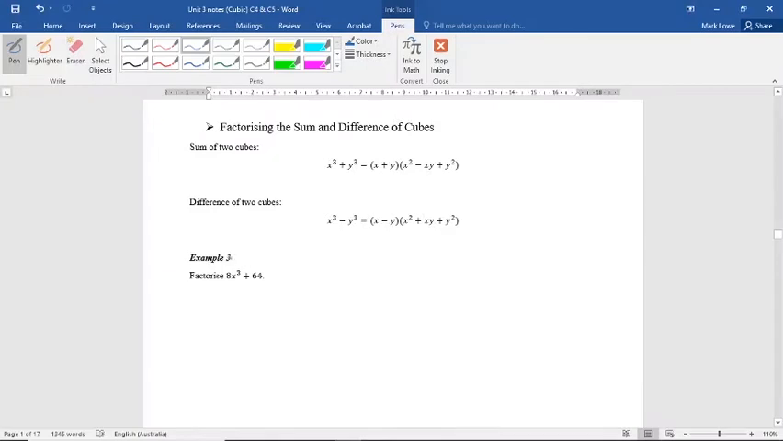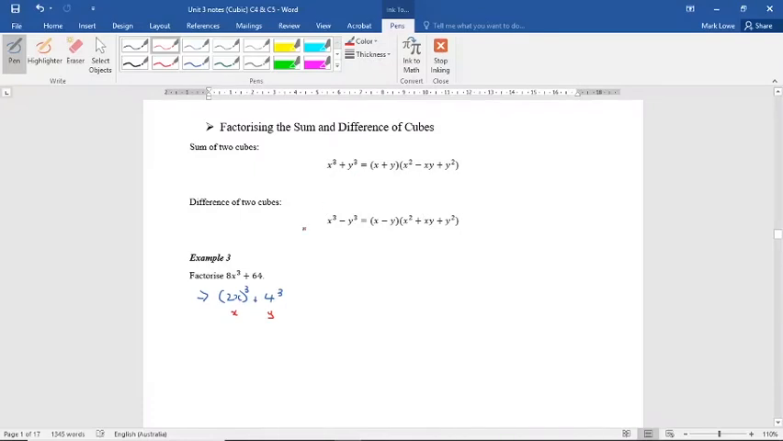Now, how do we use it? Well, let's have a look at this example. We've got factorize 8x cubed plus 64. Now, we can write this in this form, x cubed plus y cubed. 8x cubed can be written as 2x all cubed, and 64 can be written as 4 cubed. So you can see here that effectively this is our x and this is our y.